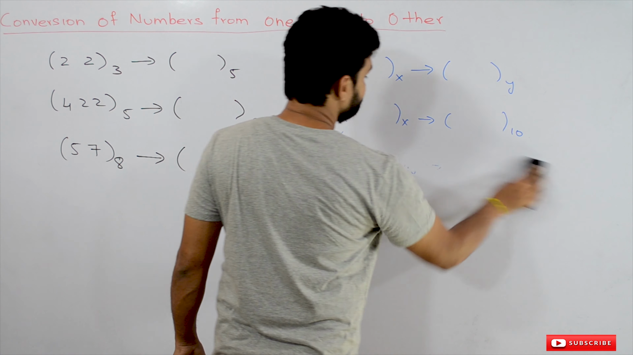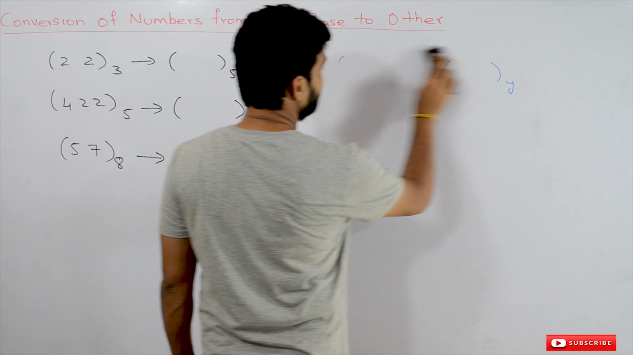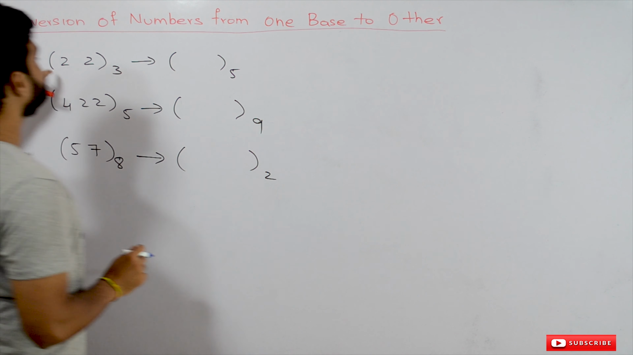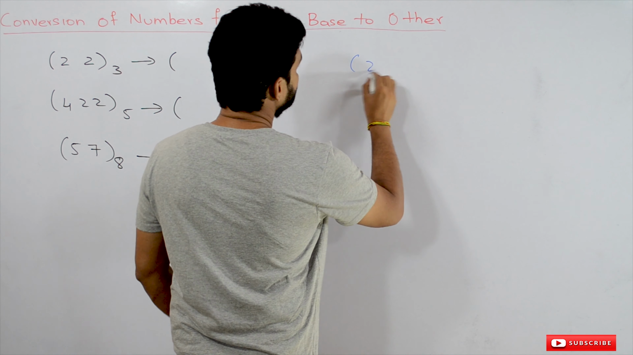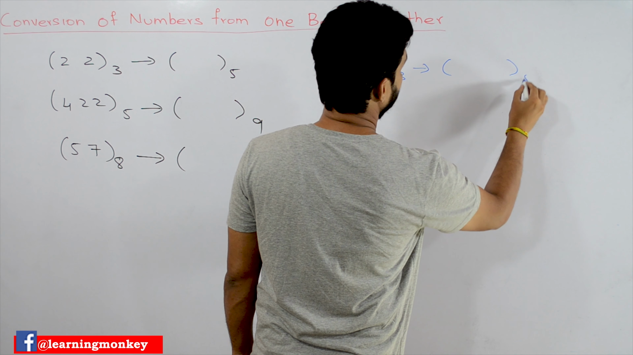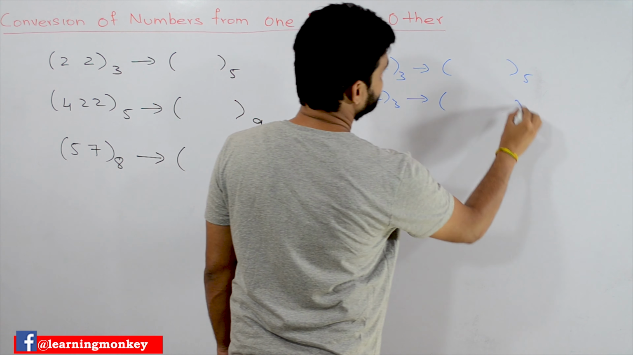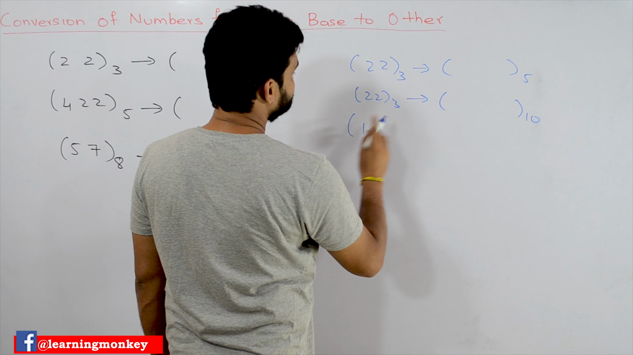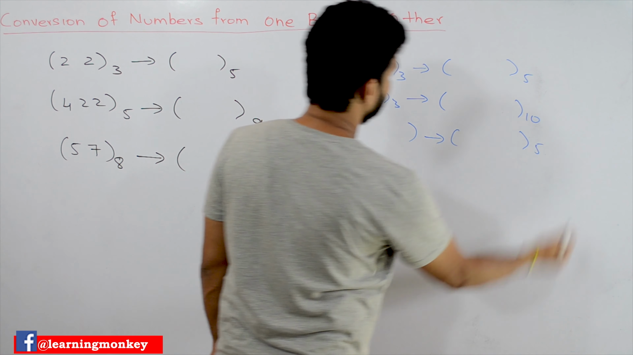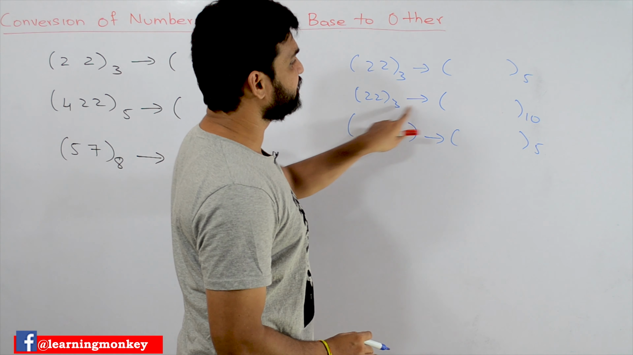So how to convert? Given a number in base x, to convert it into base y, we first convert the base x number to base 10. Here we are given 22 in base 3, and we have to convert it into a base 5 number. The 22 in base 3 is first converted into a base 10 number, and the base 10 number we obtain is then converted into a base 5 number. These are the steps we need to follow. First we convert the 22 base 3 number to base 10.